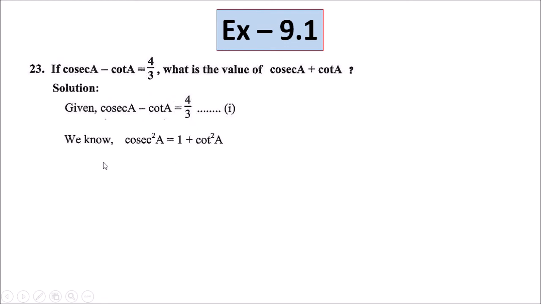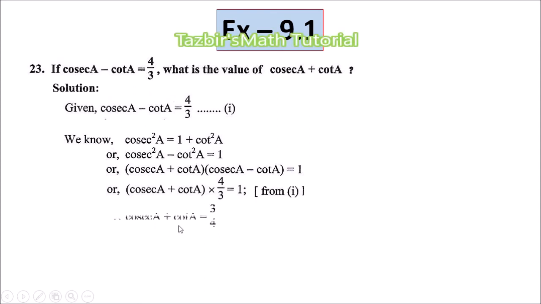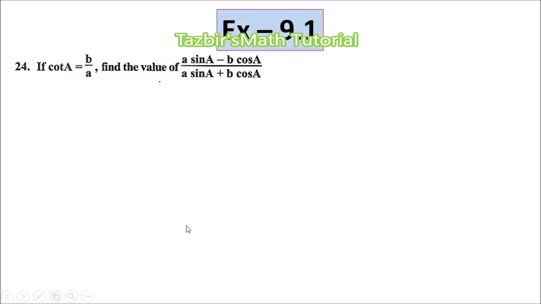So we know cosec square A equal to 1 plus cot square A. So I am just writing the formula cosec square A minus cot square A equal to 1. So a square minus b square, a plus b into a minus b. So here cosec A minus cot A equal to what? 4 by 3. So I am just going to put the value 4 by 3. If I change the side, then cosec A plus cot A equal to 3 by 4. So you got the value. Very easy math.